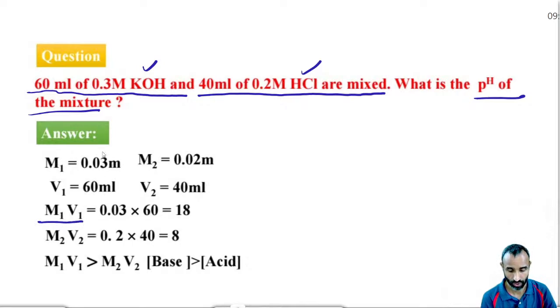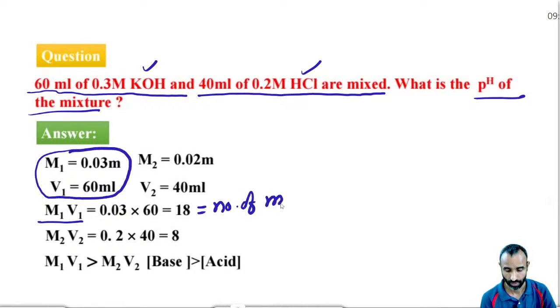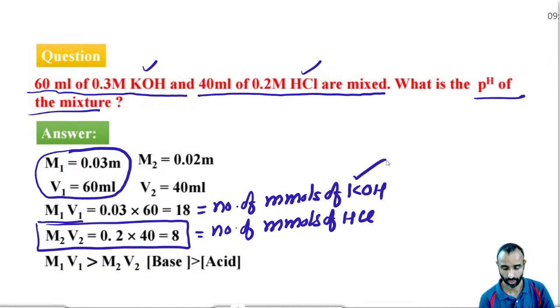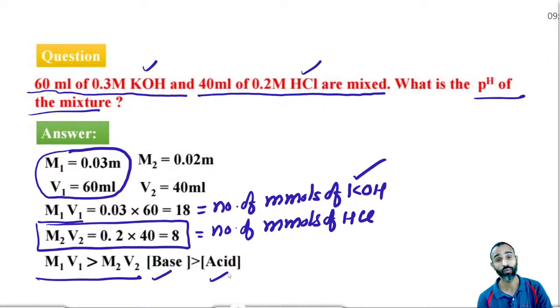M1V1, which means the number of millimoles of KOH. Next we calculate the number of millimoles of HCl. So the millimoles of KOH are more than the millimoles of HCl.